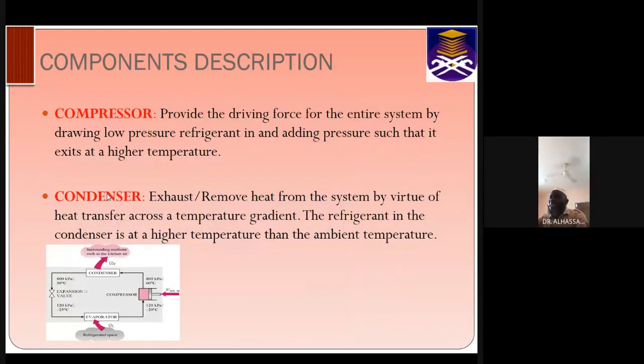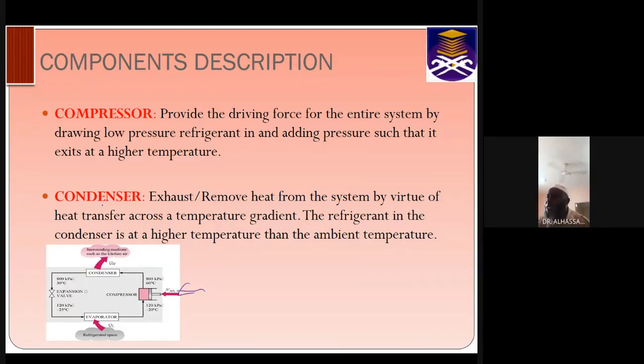Now let's see the main functions of the compressor and the condenser. The main function of the compressor is providing the driving force for the entire system by drawing in low pressure refrigerant and adding pressure such that it exits at a high temperature. So the compressor provides the driving force to push the fluid from a low temperature to a high temperature, and from a low pressure to a high pressure.